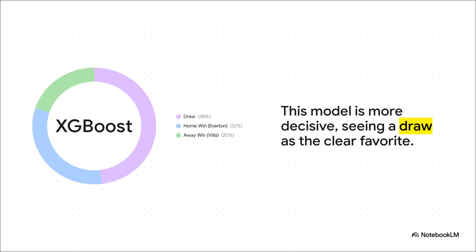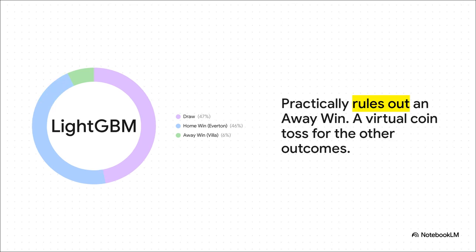It looks for strong patterns in the data, and it thinks it's found one here. It is confidently pointing to a draw as the clear favorite, almost a 50% chance. It really doesn't fancy either team to snatch a win. And this is where the plot really thickens. Our third model, LightGBM, has looked at the same data and come to a wildly different conclusion.